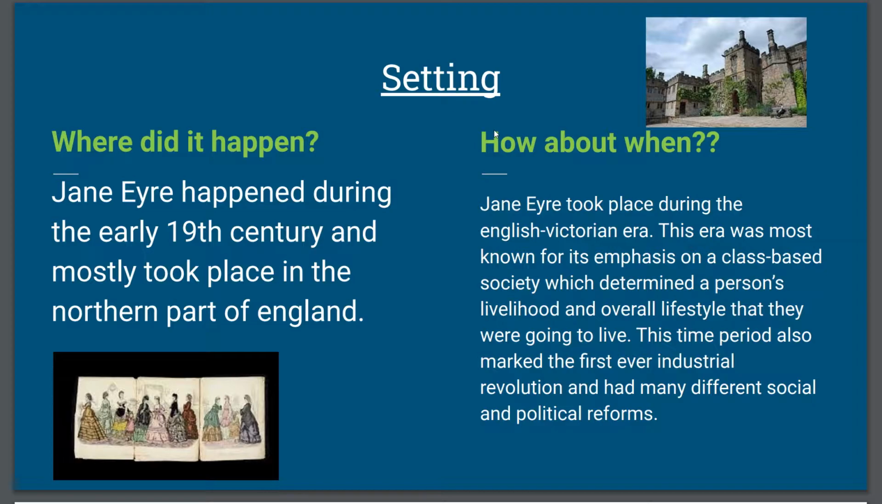Setting of Jane Eyre. Jane Eyre happened during the early 19th century and mostly took place in the northern part of England. Jane Eyre took place during the English Victorian era, and this era was infamous for its class-based society, and it basically determined a person's livelihood and overall lifestyle. So it was a very important part of that time period. This time period was also known for the first ever industrial revolution and had many different social and political reforms.